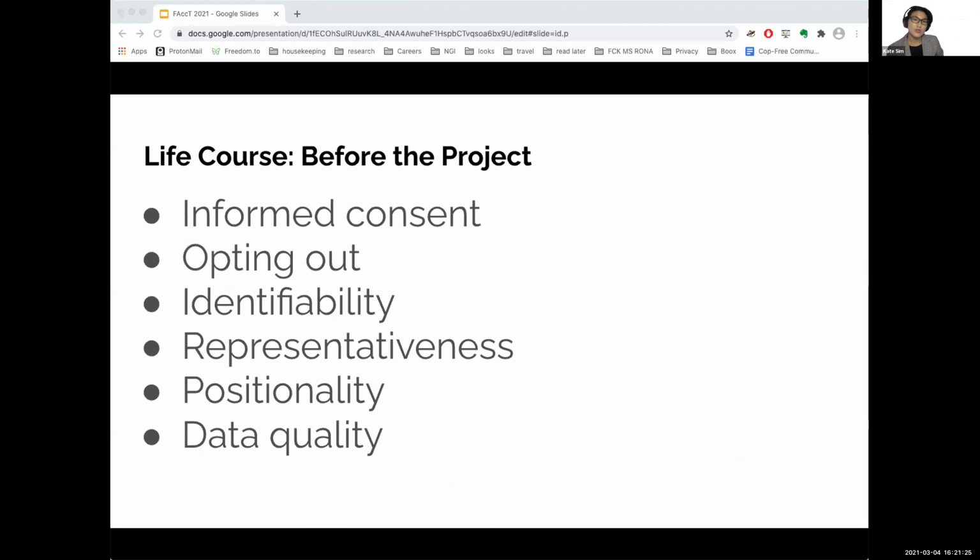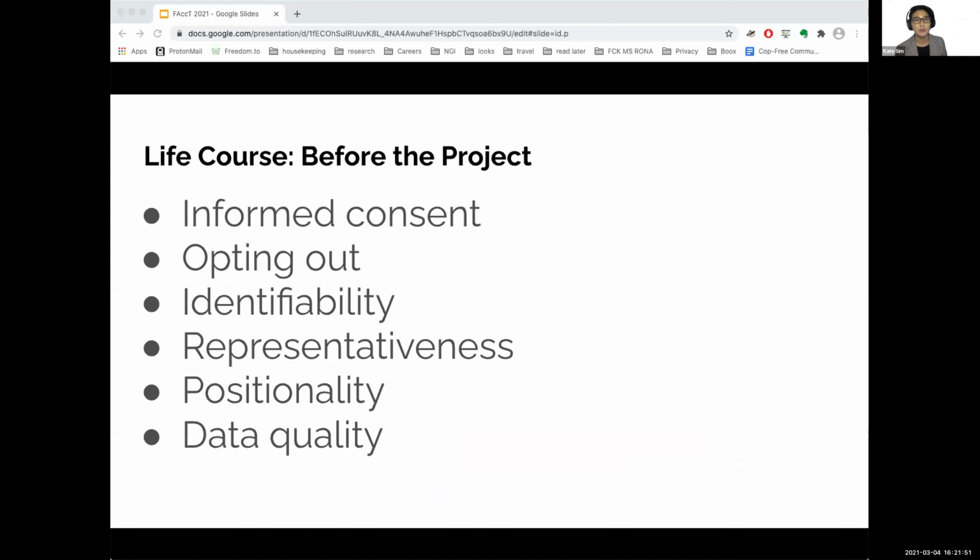So we offer a life course framework for thinking about research ethics, which takes into consideration the life course of the research project, but also takes seriously the life course of the people involved, including the researcher and the people they work with, and the people who participate in any sense of the word. We've broken down the research life course into 3 phases: the before, the during, and the after. In each phase, we highlight a few principles.